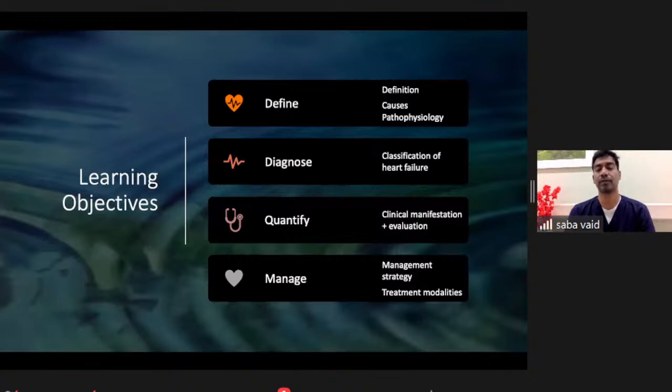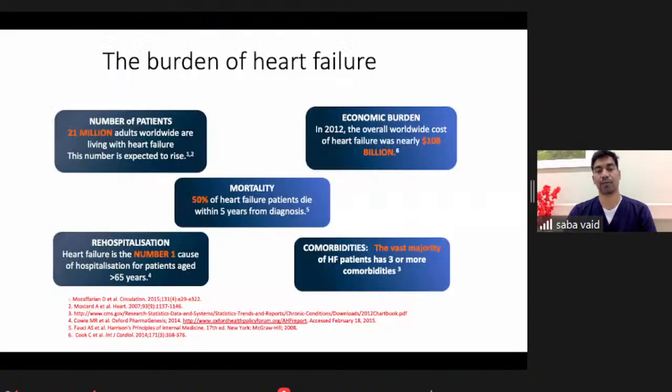Any patient who comes with a problem, you'll have to quantify them so that you get a better understanding of the disease and so that you also treat them better. And finally, the last step would be how to manage them effectively in such a way that you prevent rehospitalization and readmission to the hospital. So that will be our learning objectives for the next 1 hour.